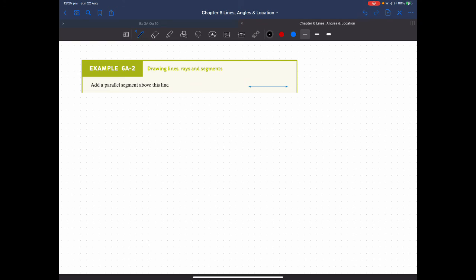In this example, it says add a parallel segment above this line. As I've said before, if something is parallel, it stays the same distance apart. So what we do is we measure a distance above the line. Notice it's going to be at 90 degrees to the line. Why? Because we want it to stay the same distance apart. Then another point, measure the same distance.